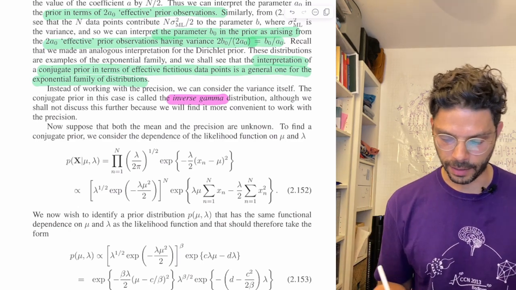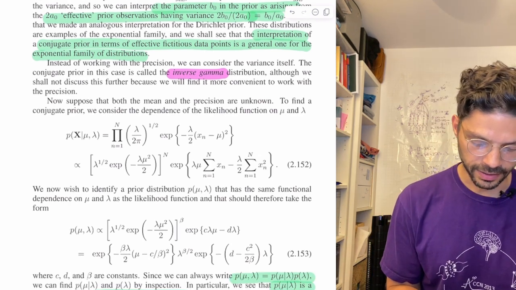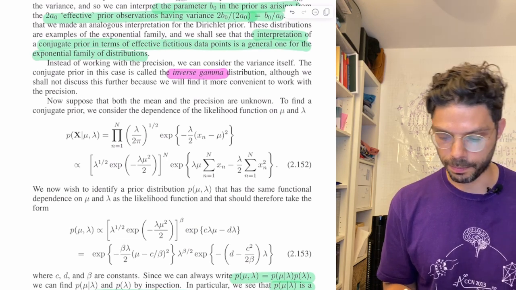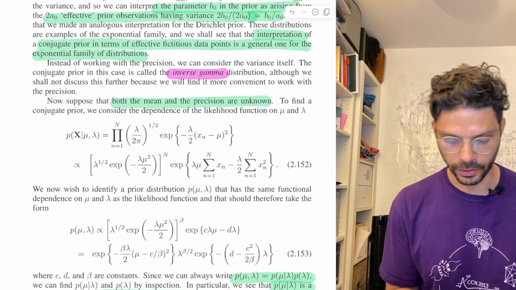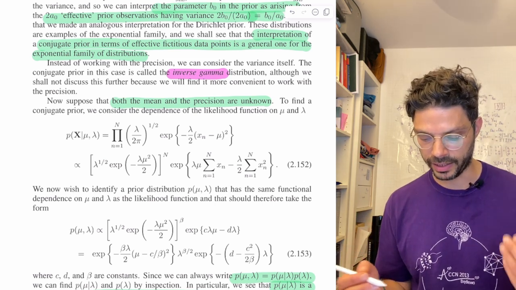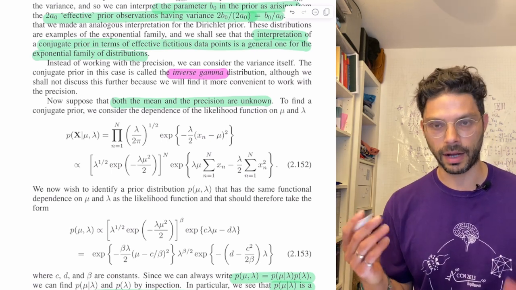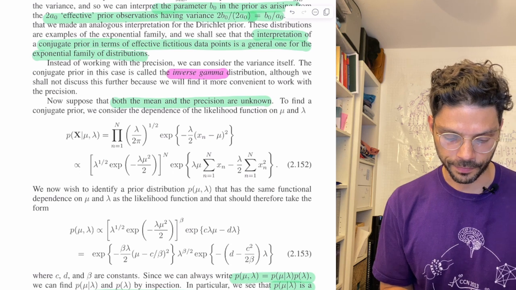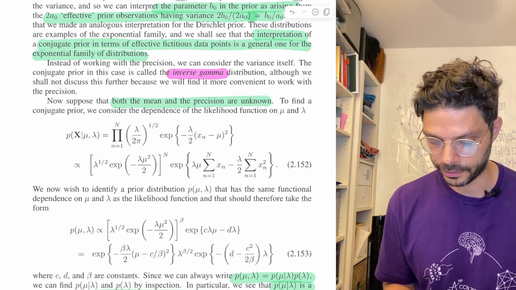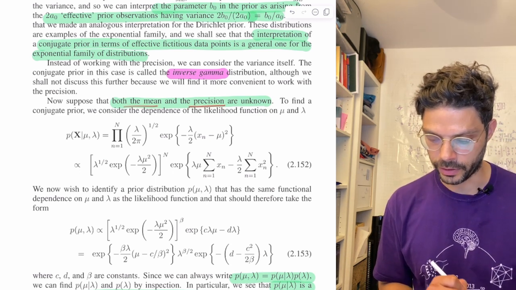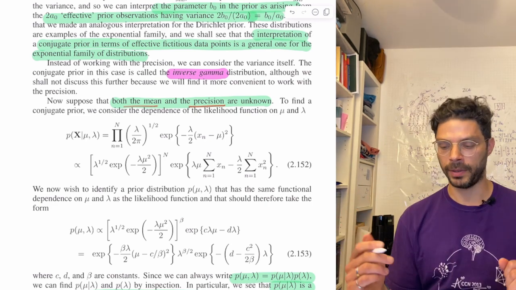Now we're going to come to this final section where both the mean and precision are unknown. We're going to play the same game. It gets a little bit trickier because, at least to me, it's less obvious what to make the conjugate prior when both the mean and precision are unknown. But we're going to try playing the same thing.